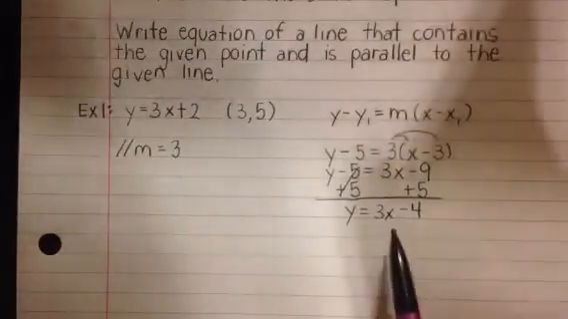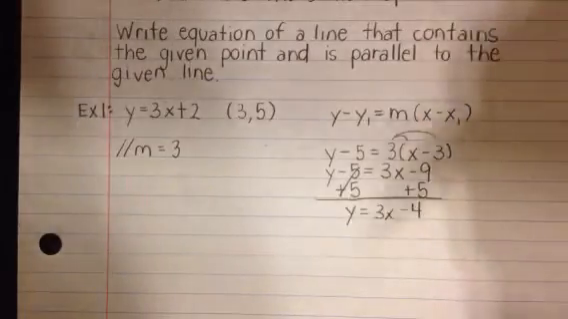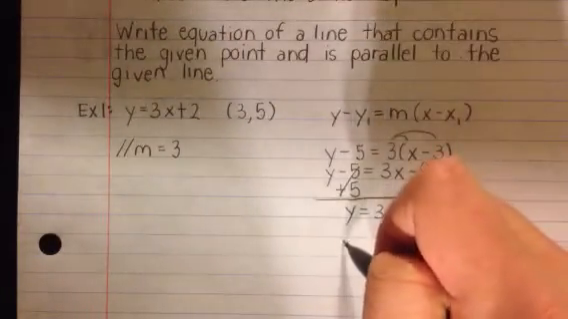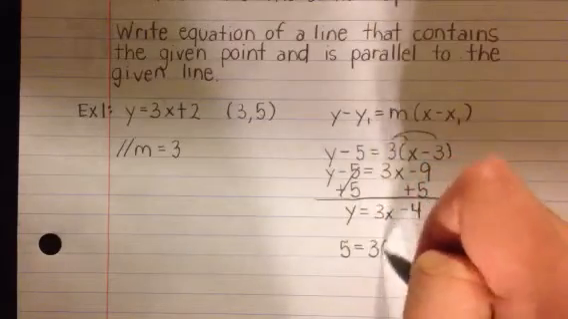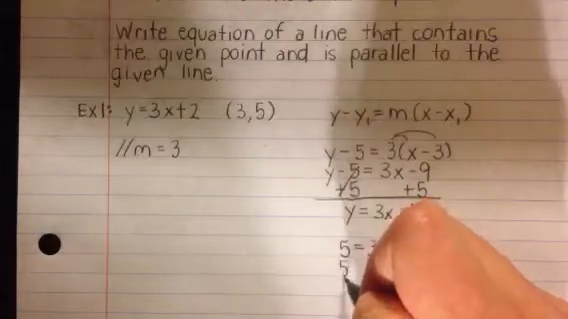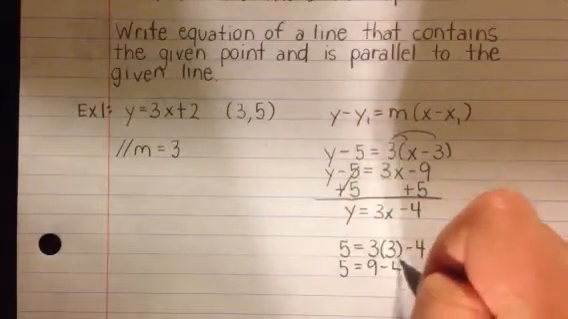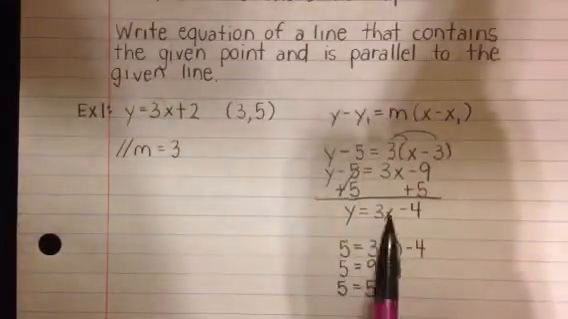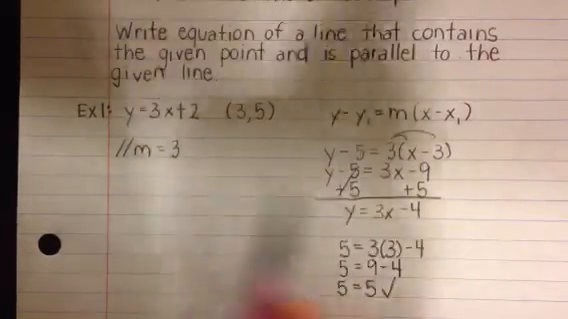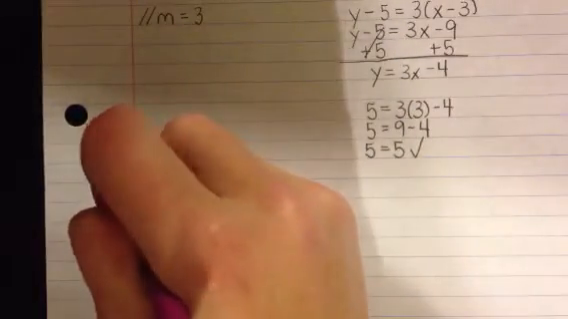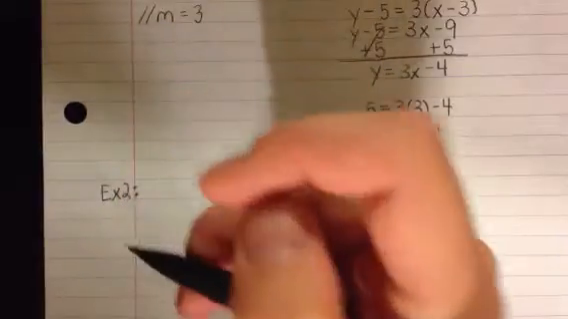Okay, so in order to again check this, we could plug in this point to make sure it works. So 5 equals 3. Plug in 3 for x minus 4. So 5 equals 9 minus 4. 5 equals 5 is a true statement. It has the same slope as this line. So we are good to go. Let's practice another example.